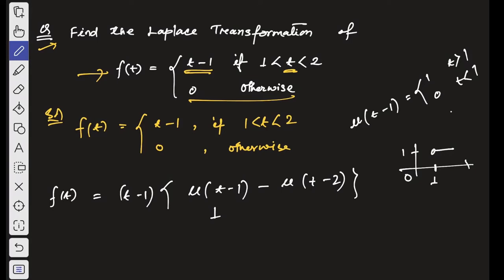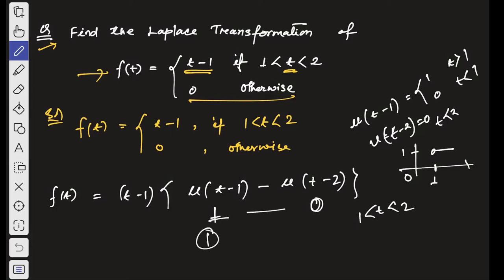And when you have a value greater than 1 and less than 2, then u of t minus 2, by definition, is going to be equal to 0 for t less than 2, right? So this is 1 and here it is 0, so when t lies between 1 and 2, this is going to be 1 minus 0, and 1 minus 0 is nothing but 1, and 1 into t minus 1 is going to give you t minus 1, right?